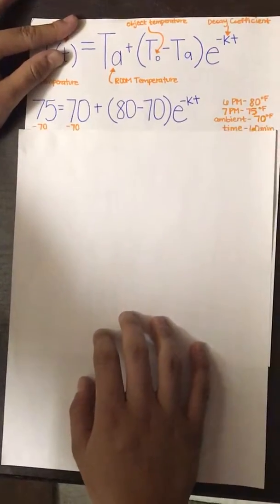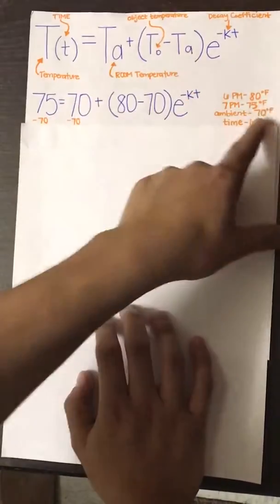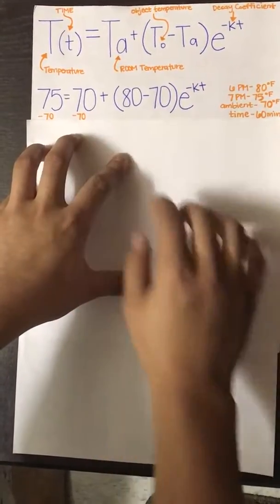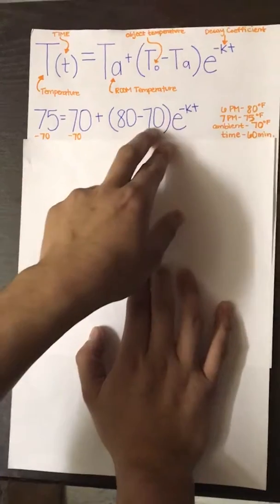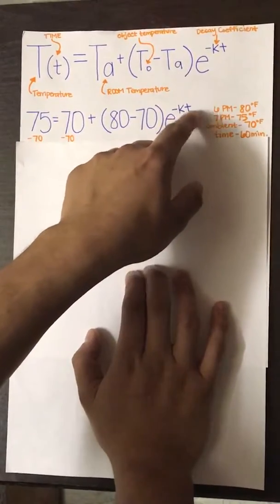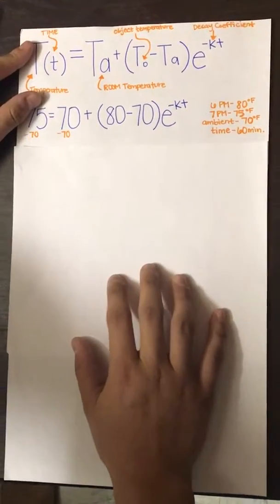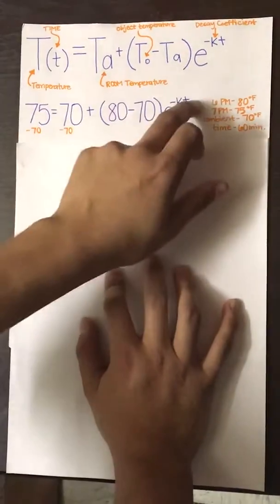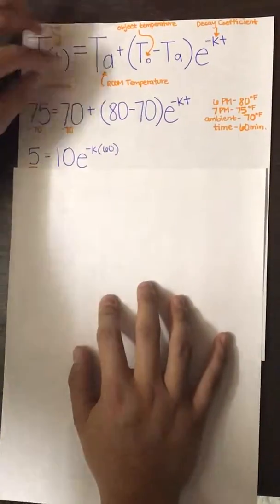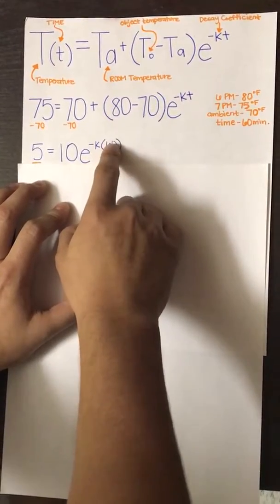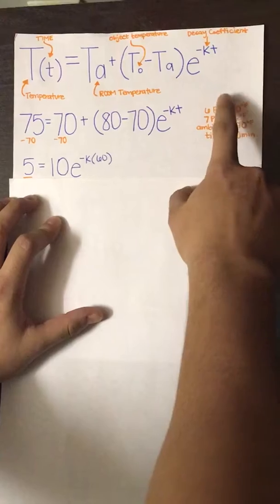So first we plug in what we know from the problem. We substitute those numbers in, and we get 75 equals 70 plus (80 minus 70) e to the power of negative kt. So we'll start off by subtracting 70 from both sides, because remember the point is to isolate k. And we get that 5 is equal to 10e^(-k·60), with 60 being the time elapsed in minutes between 6 p.m. to 7 p.m.